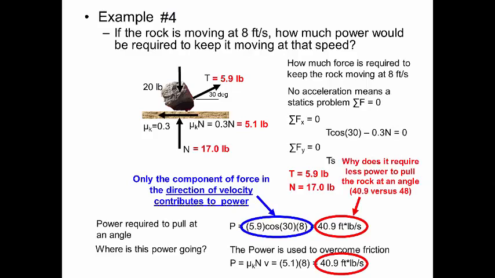Why does it require less power to pull the rock at an angle? We got 40.9 in this case versus the 48 that we got in the other case when we were pulling straight on the object. Well, when we pull at an angle, we reduce the normal force, which in turn reduces the friction. So the power needed to overcome the friction is less when we pull at an angle.